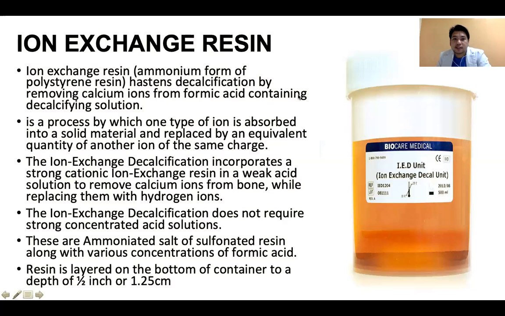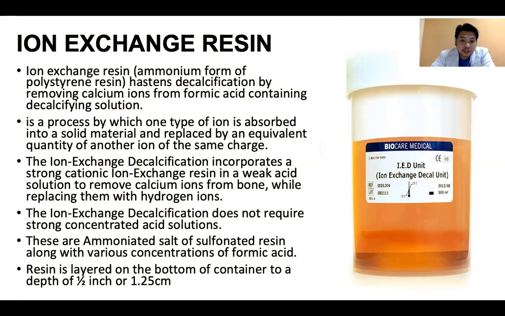For ion exchange resin, class, so this is another type of decalcification. So what happens during ion exchange resin? So it hastens decalcification by removing calcium ions from formic acid containing decalcifying solution. So in exchange niya lang yung ion na nasa bones. Okay, ano yun? Yung calcium ions.